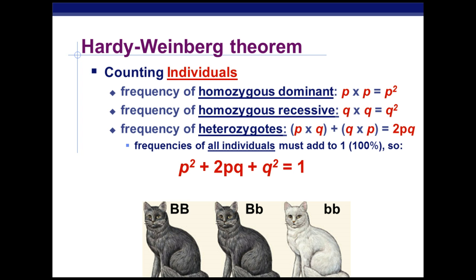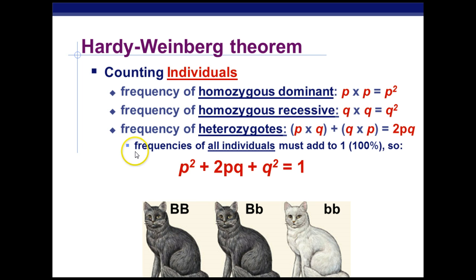Well, if P squared is the frequency of homozygous dominant, then Q squared is the frequency of homozygous recessive genes. So write that down. Now what's left is the frequency of heterozygotes, which would be P times Q plus P times Q. What we get from that is 2PQ. So 2PQ is the frequency of heterozygotes. Write that down.